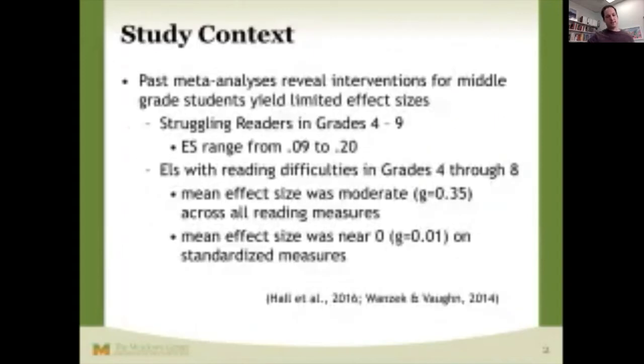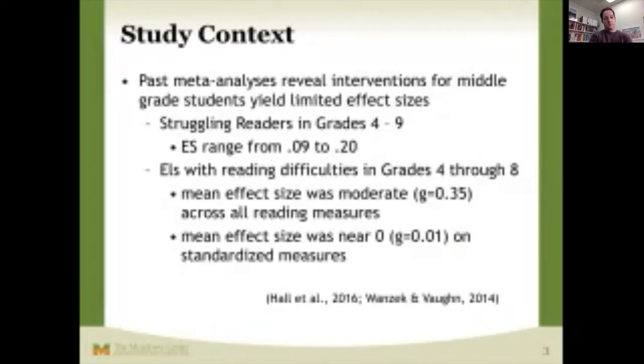So for context, we know that interventions for students in the early grades are associated with more robust effect sizes than interventions for students in the middle grades. A past meta-analysis by Wanzik and colleagues found that the effect sizes range from 0.09 on reading comprehension to 0.20 on word reading outcomes for struggling readers in grades 4 through 9.